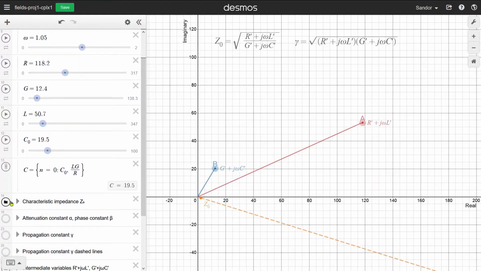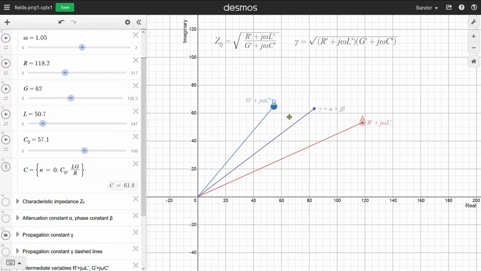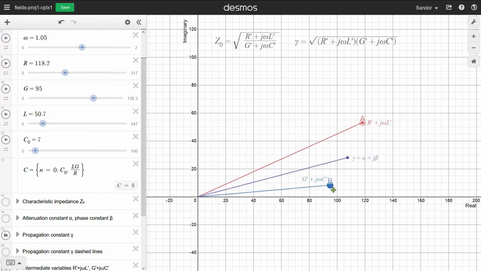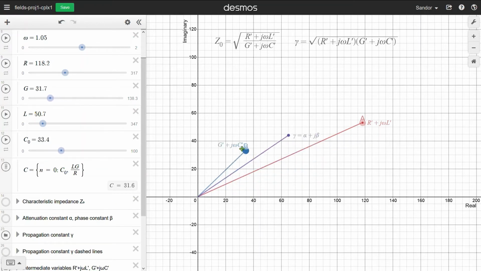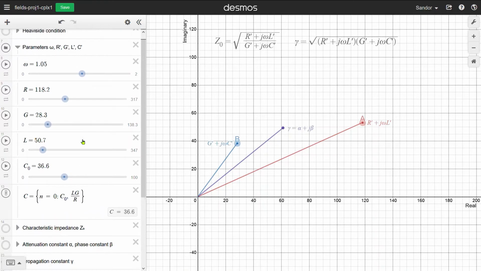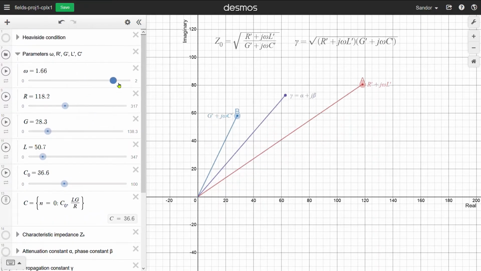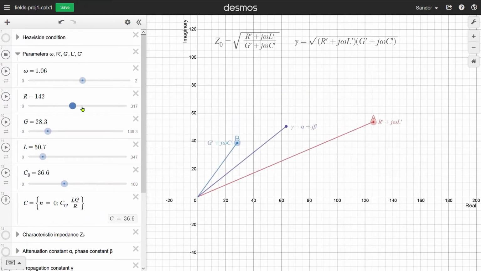Now let's take a look at the propagation constant gamma. By this formula, its angle should be half the sum of angles of A and B, which is right in the middle of A and B's angles. Its magnitude is the geometric mean of A and B's magnitudes, so gamma will usually be somewhere between A and B. Therefore, increasing omega, r', g', l', or c' all increase the magnitude of gamma.